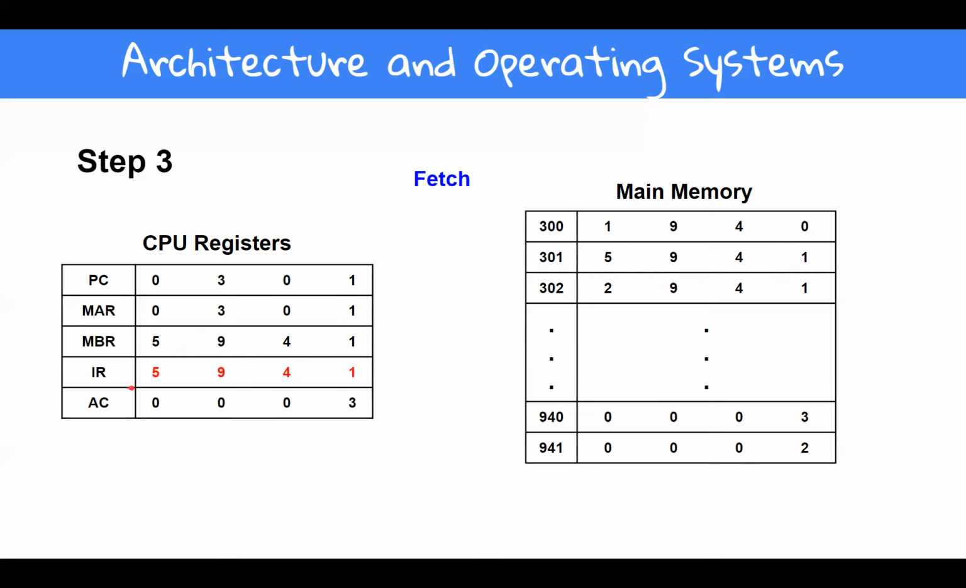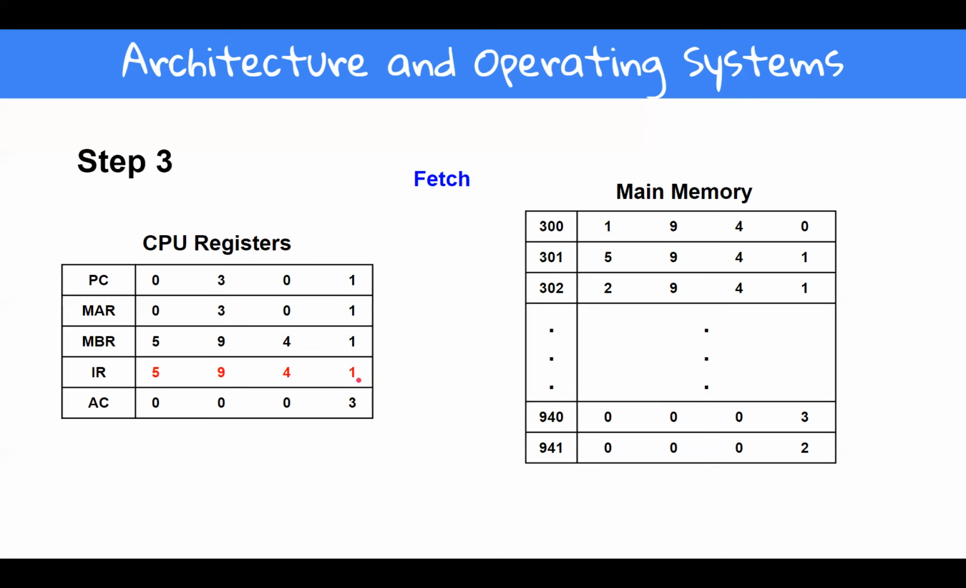MBR passes it to the IR. Look, this is the second cycle of fetching. In the second cycle, we are getting the address from the program counter. MAR gets that, goes to the main memory by the address, brings the instruction to the MBR. MBR sends it to IR.